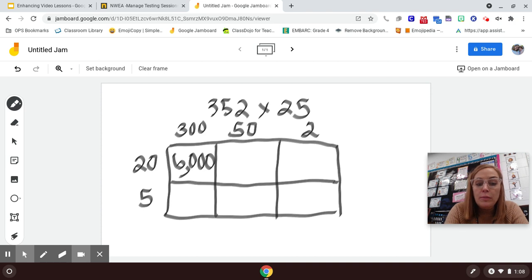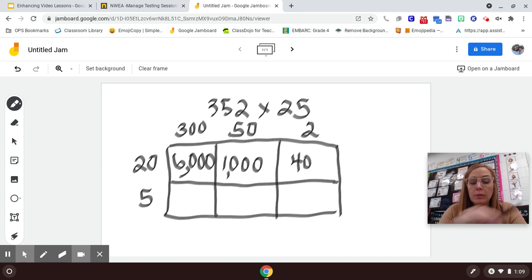I'm going to move from left to right, so I'm going to come to the second box, and I have 20 times 50. If I pretend my zeros don't exist, I can do 2 times 5, which is 10. But then I have to bring my 2 zeros back, okay? Now my last box here on the top row, I'm just going to do 20 times 2. Again, if I act like the 0 in the 20 doesn't exist, 2 times 2 is 4, and I can bring my 0 back. Great.